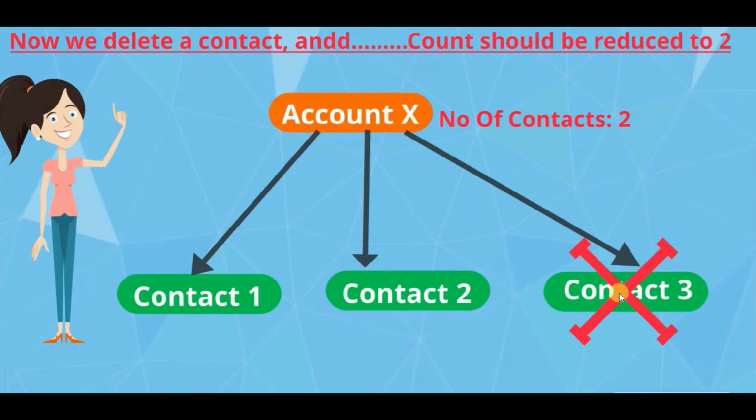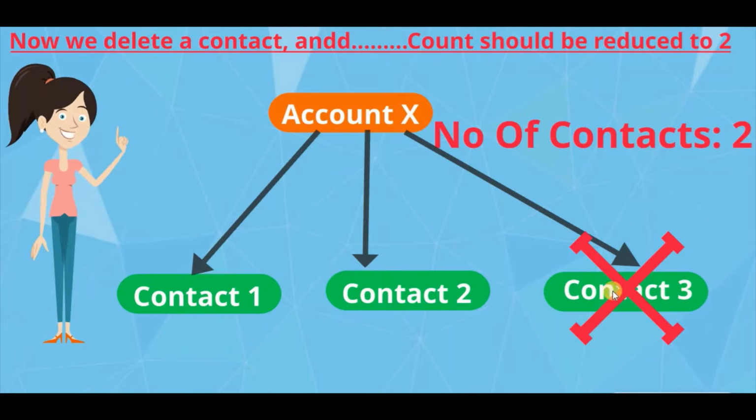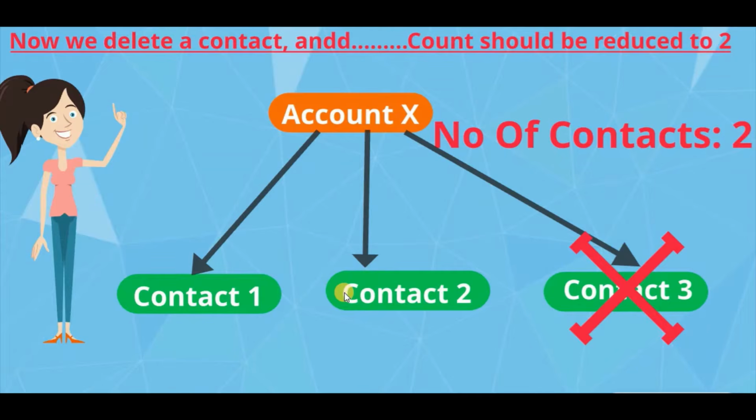So for whenever a contact is inserted, we have written our logic to update the number of contacts. In the same way, whenever we delete a contact, the count has to be reduced to 2, right? So let's say account X is having 3 contacts. So earlier the value would have been 3. So whenever contact 3 is deleted, the count has to be reduced to 2, isn't it? Because as this is deleted, the total number of contacts is 2. Very simple. So QBoy, tell me what is the conclusion here?